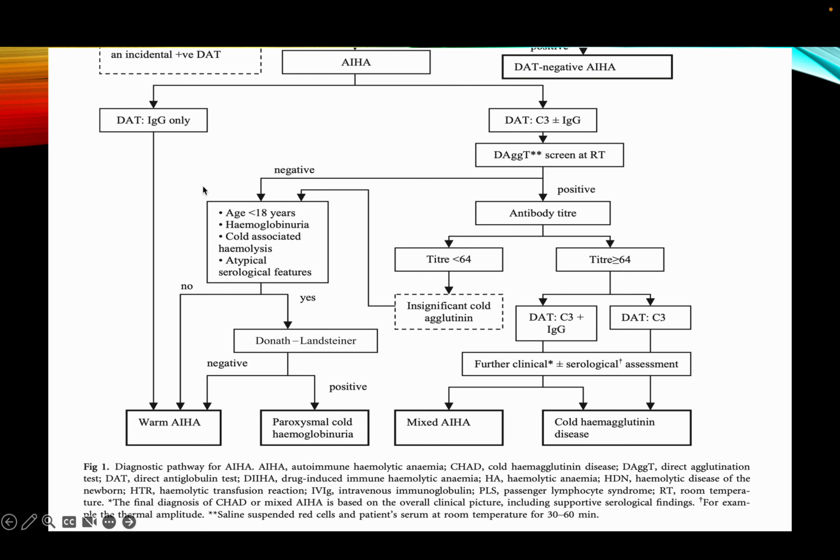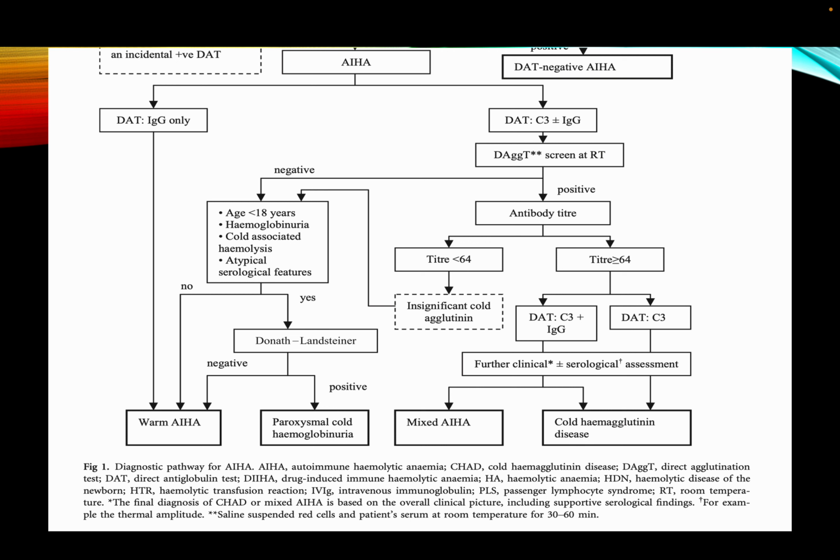If titers are insignificant, you should always look, in a child less than 8 years with hemoglobinuria or hemolysis, for the Donath-Landsteiner antibody for paroxysmal cold hemoglobinuria. If it is not there, then you go for the warm autoimmune anemia workup only. This is the workup in brief. The test can detect IgG and C3. If it is only positive for IgG, you directly label it as warm autoimmune anemia. If it is IgG with or without C3, you check for cold agglutinins. If they are negative, work up for paroxysmal cold hemoglobinuria in the case of children.